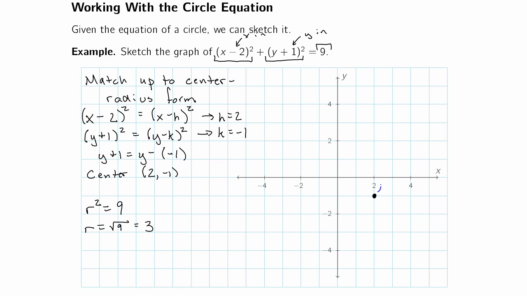I'm going to find points that are 1, 2, 3 units away from my center, in each direction. So we just count out that distance. And then we're just going to kind of eyeball in a circle that goes through those 4 points.